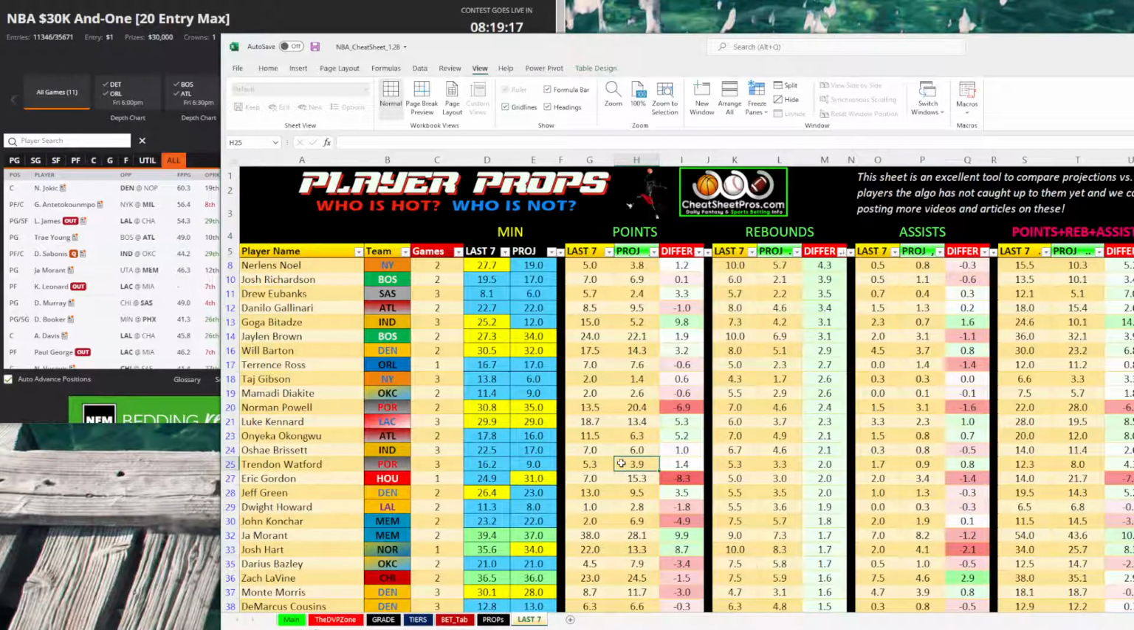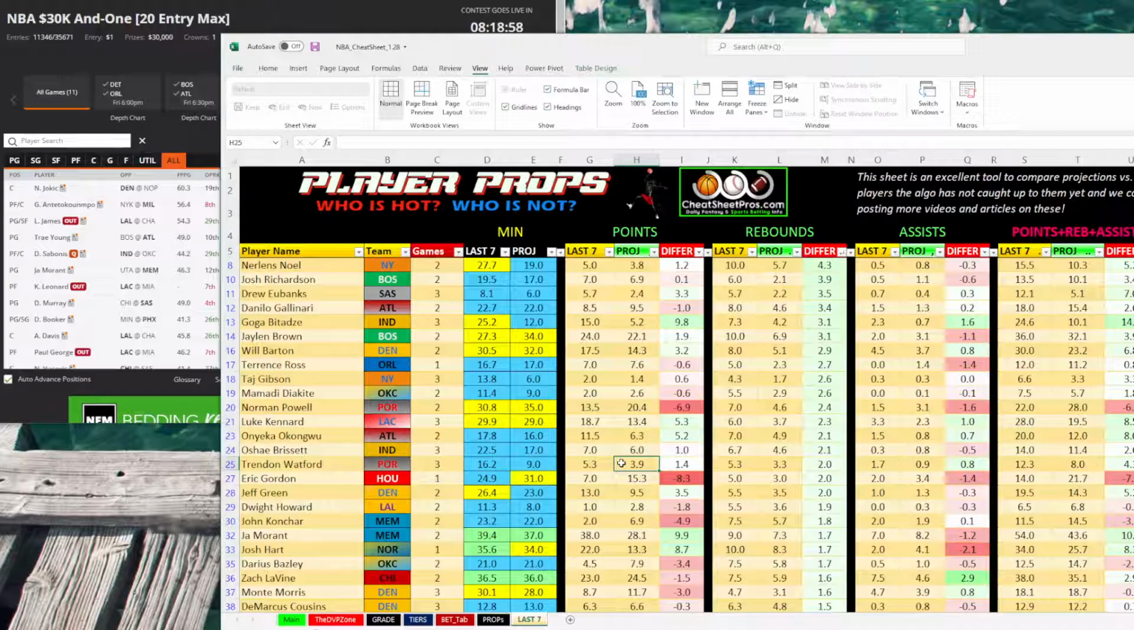Player props is basically, like we said before, their projection for the day. So we want to find players who are hot the last week, last 2 weeks, that are exceeding that projection on a consistent basis. Those are the guys that we want to go investigate and look into. So let's take a look at a couple of guys.